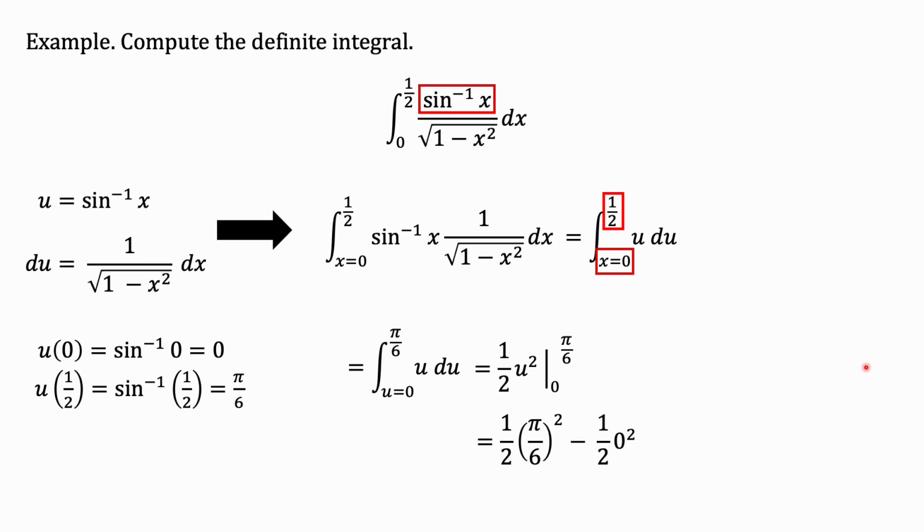I said that backwards, I guess. The limits go from 0 to pi over 6. You plug in the top limit first, then the bottom one, and you subtract them, right? And so for this one, you end up with an answer of pi squared over 72. And so that's how you do a definite integral using a U-substitution.